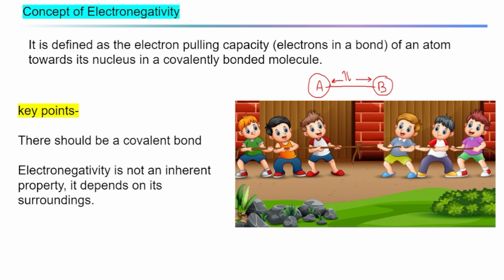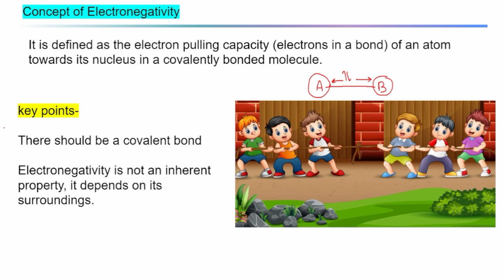Let's see the definition now. It is defined as the electron pulling capacity, of the electrons in a bond, of an atom towards its nucleus in a covalently bonded molecule. So this AB, which has a covalent bond between them, they are trying to pull the electrons, and the electron pulling capacity is defined as the electronegativity.